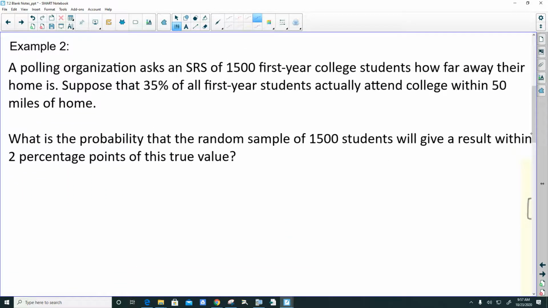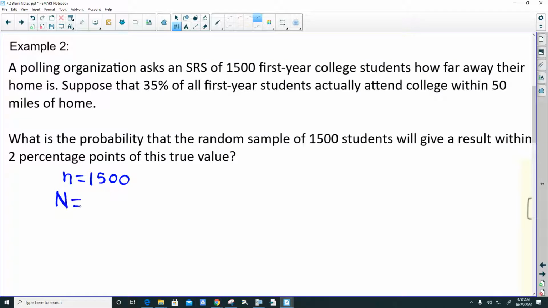So the polling organization asks a simple random sample of 1,500 first-year college students how far away their home is. Suppose that 35% of all first-year students actually attend college within 50 miles of home. So I'm going to write down some of the information that they're giving us here. It sounds like their sample size, the lowercase n, is 1,500. They were sampling 1,500 first-year college students.